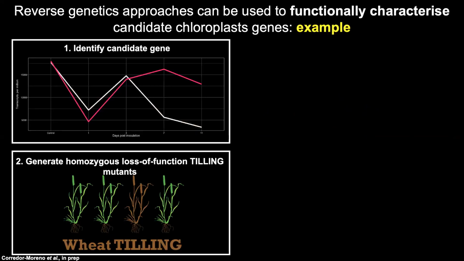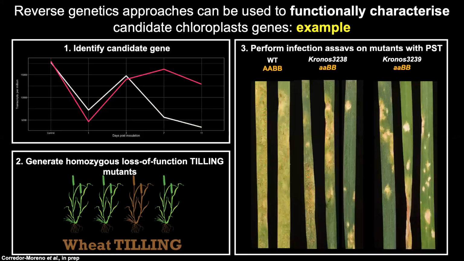So a chloroplast-associated gene was selected using the RNA sequencing data. Loss-of-function TILLING mutants were obtained, and these mutants were screened with PST. And so here you can see the heavily infected wild-type plants on the left, and the loss-of-function mutants with a reduced susceptibility to PST on the right.